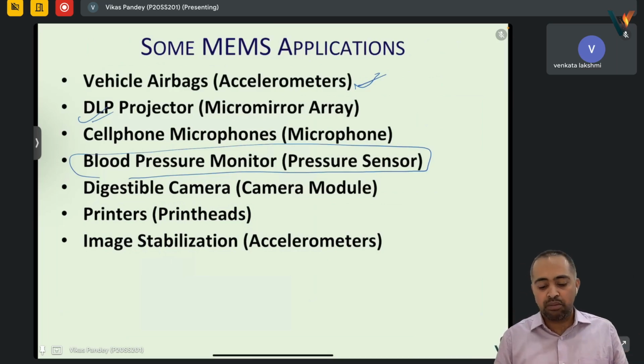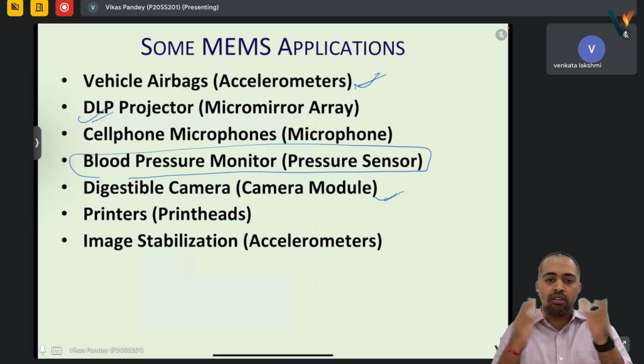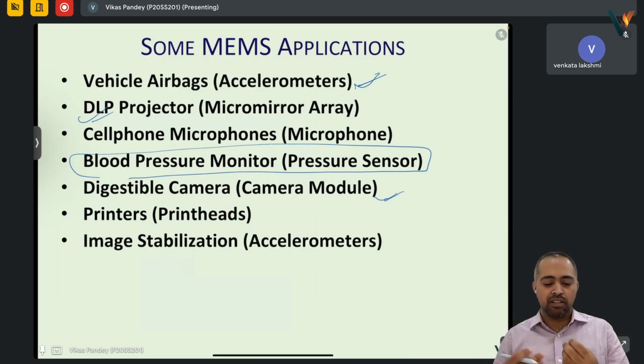Nowadays, digestible cameras are very small cameras. You just eat it like a capsule. It will get into your stomach, open out, and we can check images remotely. We understand the whole thing. Then it will come out through your feces and all.